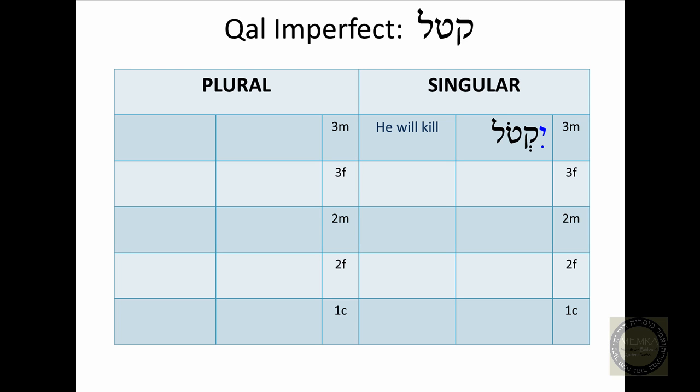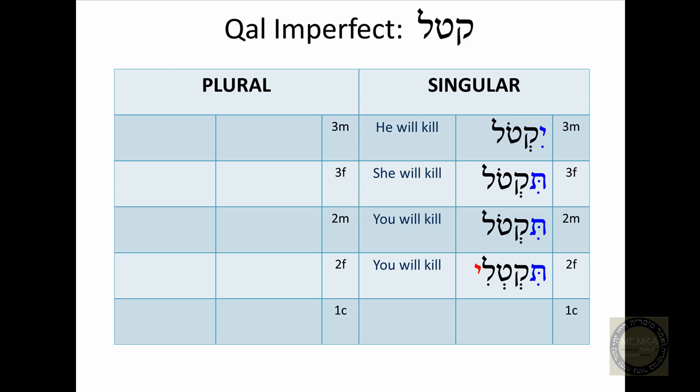We have yiqtol, he will kill, and this is the singular third masculine, then third feminine, tiqtol, she will kill. Tiqtol, you will kill. Tiqtli, you will kill, second feminine. Eqtol, I will kill. Yiqtlu, they will kill, third masculine plural.